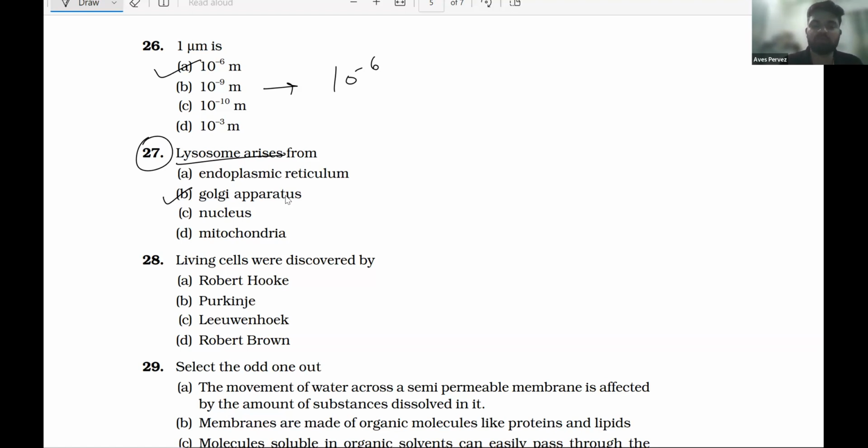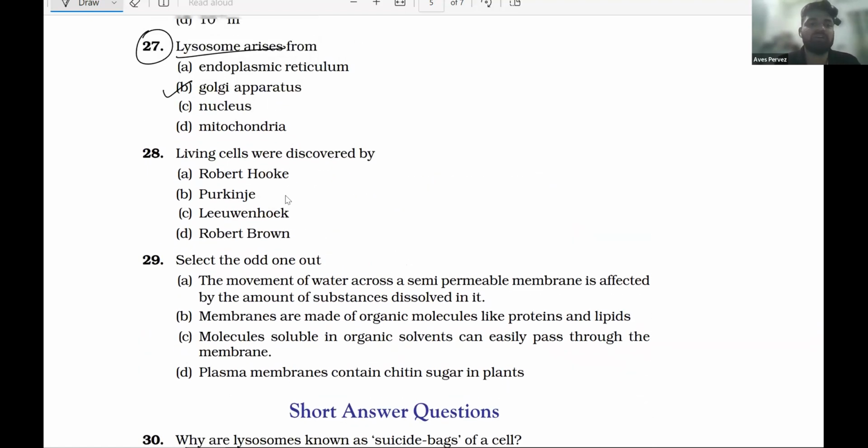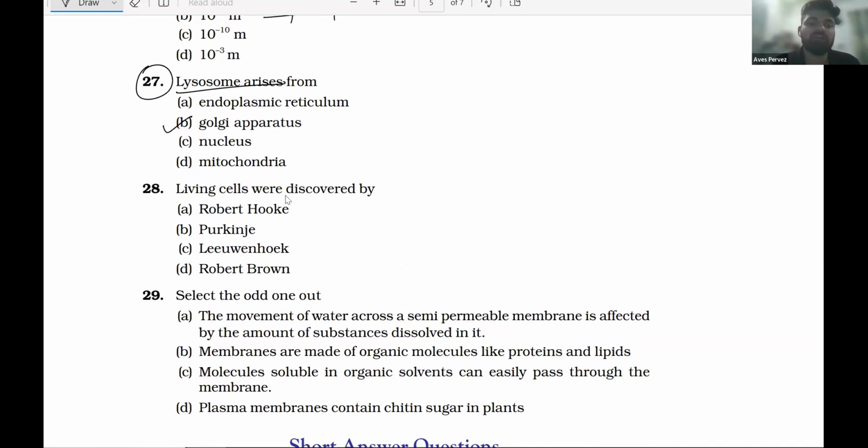Let's do up to 30 so that we can remember. There are only 2 questions remaining, so let's do these 2 also. The living cells were discovered by Leeuwenhoek.